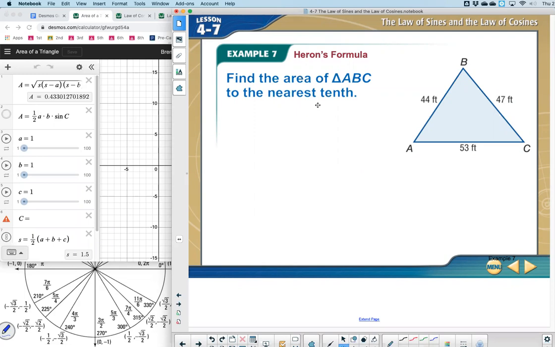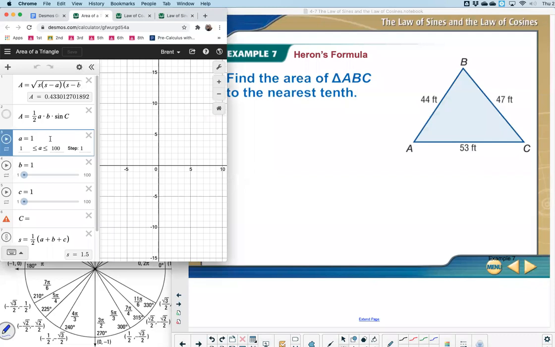For this one, it says find the area to the nearest tenth, and they gave us side lengths. If you've opened up the calculator, it will do the formula for you. Side length A is 47. Side length B is 53. Side length C is 44. I don't know any angles. If I did, it would give me the answer on the next formula you're about to see. But if you have the perimeter, you can solve for the area of the triangle using Heron's formula.